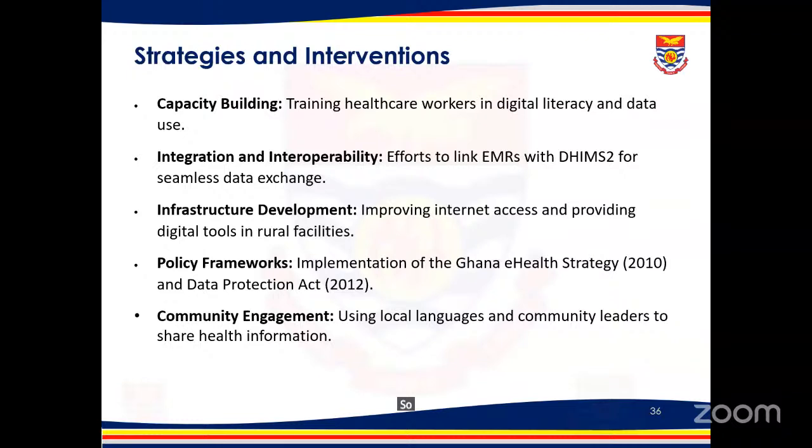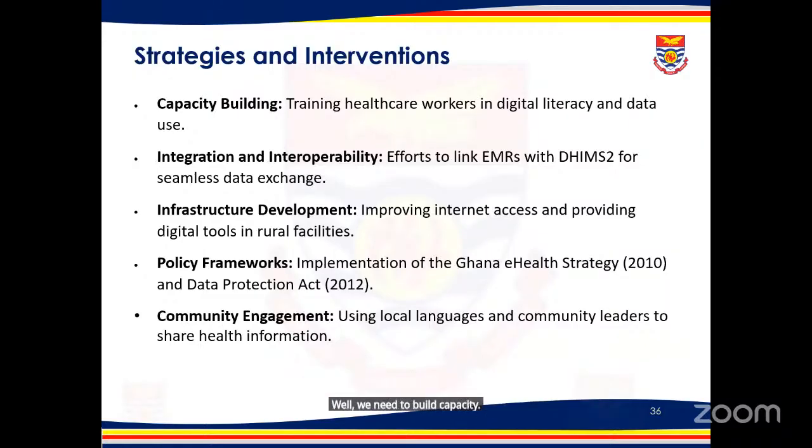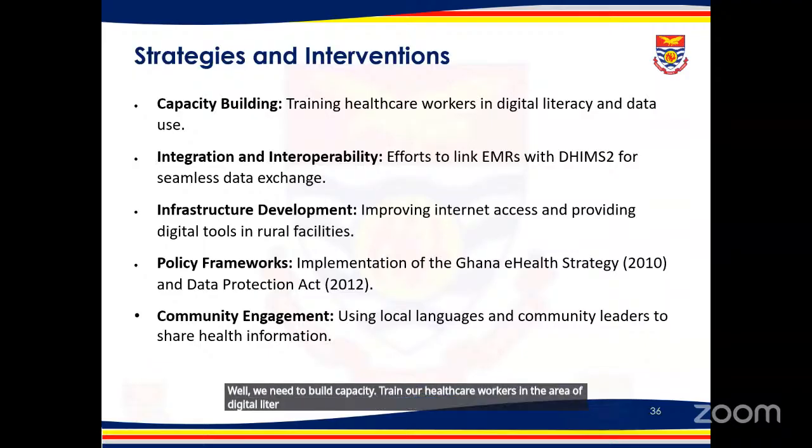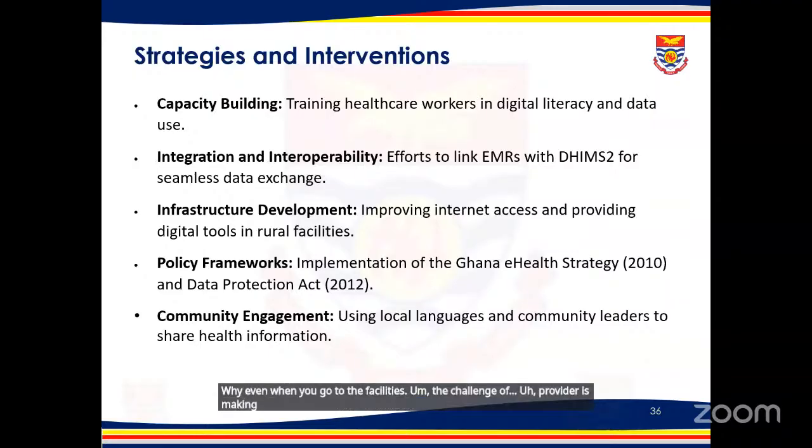So what are some of the strategies and interventions that we need to put in place to overcome some of the challenges of health data communication? One, we need to build capacity, train our healthcare workers in the area of digital literacy and data use. So even when you go to the facilities, the challenge of providers making use of data from the DHIMS is not optimum.